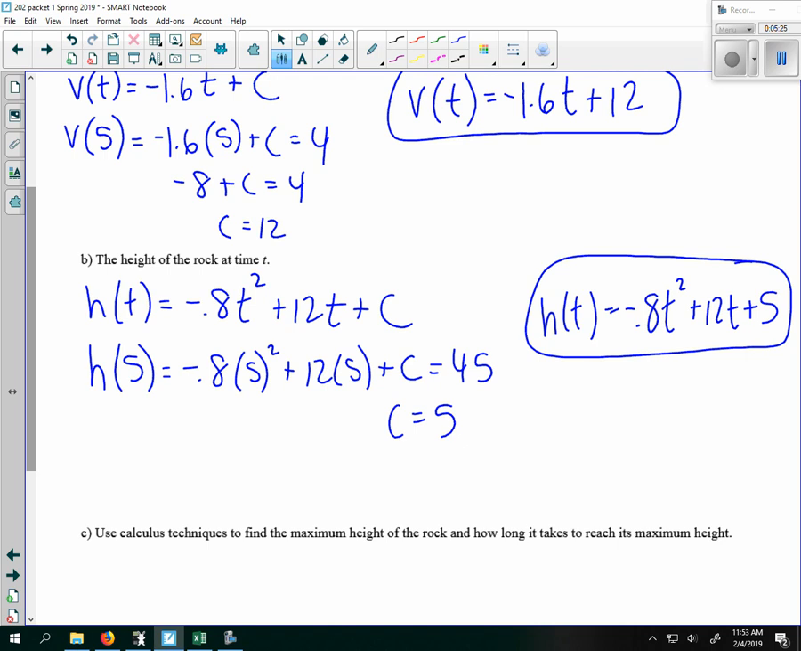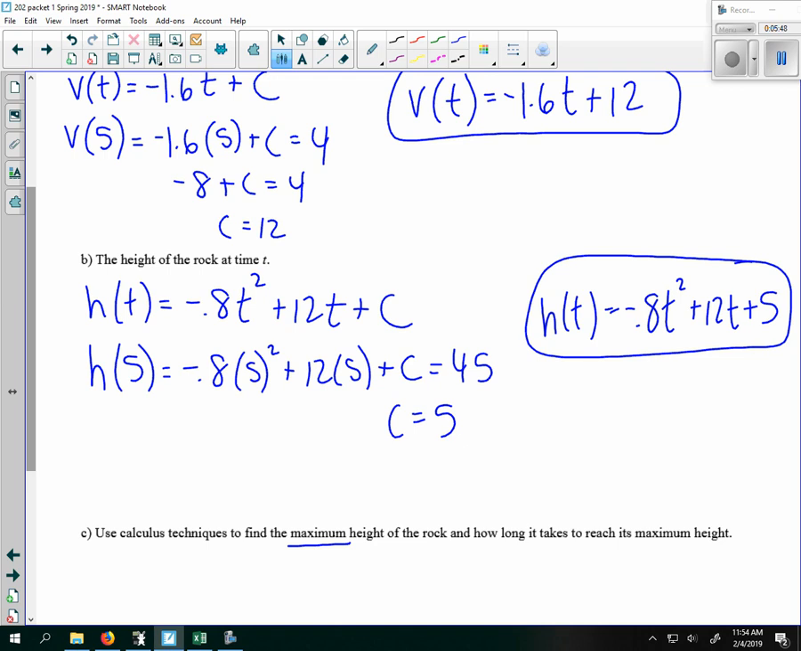Okay, part C, use calculus techniques to find the maximum height of the rock and how long it takes to reach its maximum height. So the maximum height, remember this word maximum, in Calc 1, we find maximums and minimums by taking the derivative and setting it equal to 0. So the derivative of h of t is v of t. So I want to know, when is the velocity equal to 0?